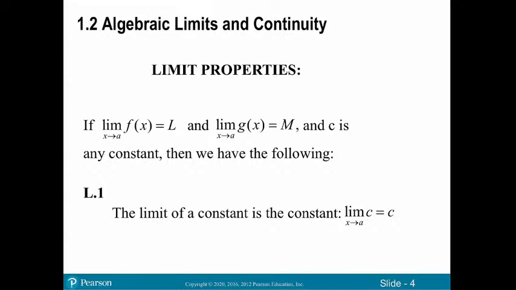The limit of a constant is the constant. Say we consider a constant function, c being any constant; it's just going to be some flat horizontal line. As x approaches any specific number, the y should approach that constant, because no matter what x you go to, the output stays the same. So the limit of a constant is the constant. That's the first property we have.